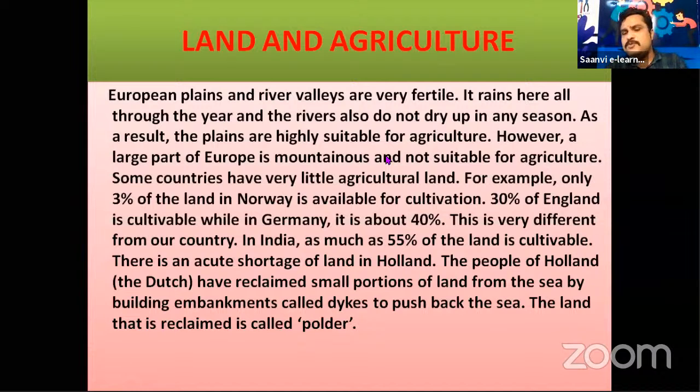To avoid flood or water entry, they have made some embankment. The land that is reclaimed is called polder. That term is very important. So what do you mean by polder? If you get this question, you must write this answer.